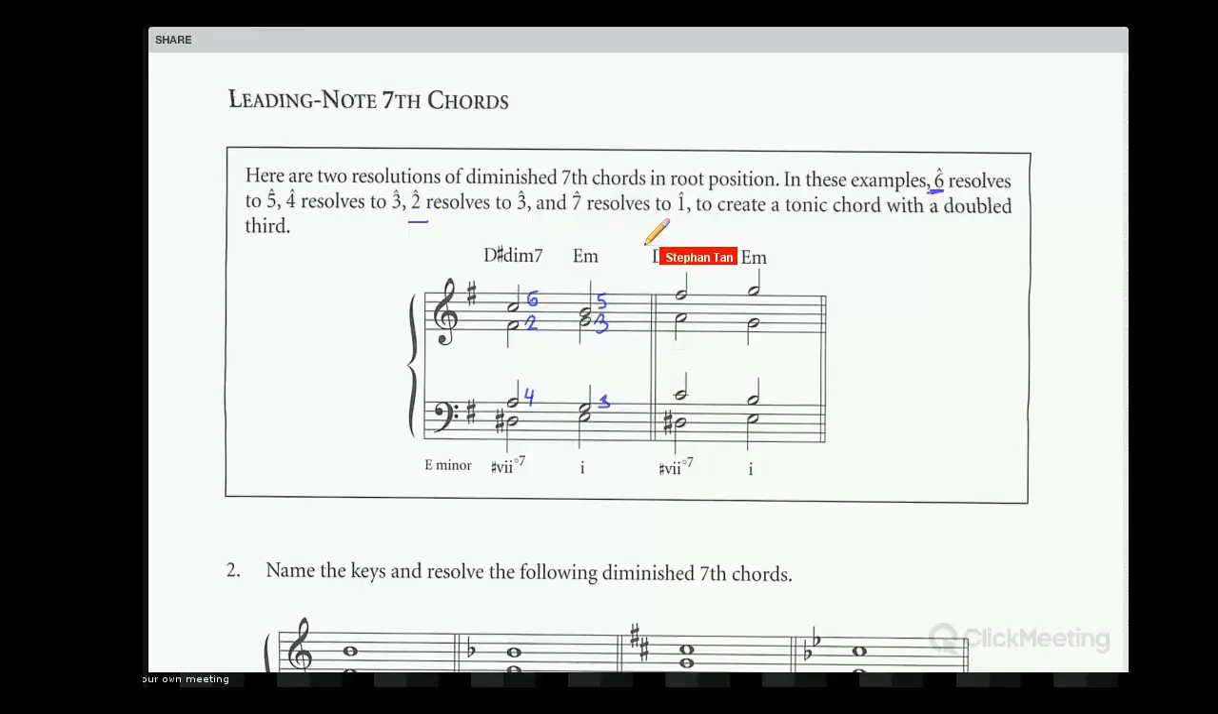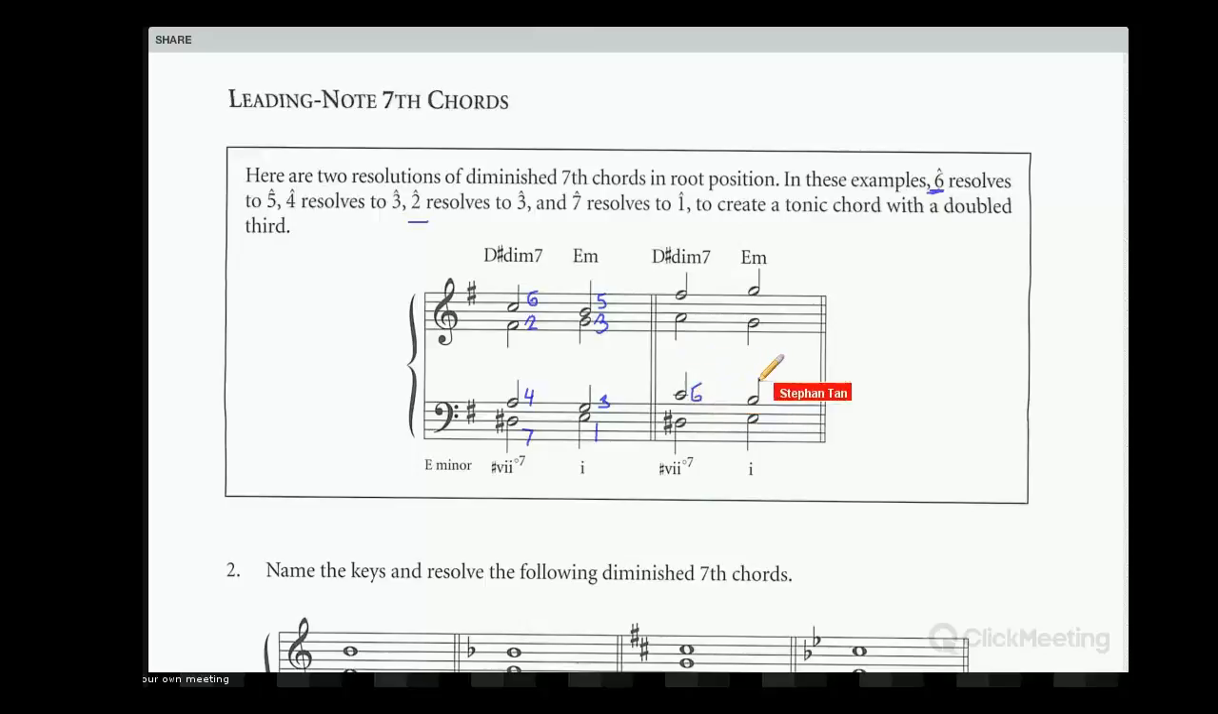2 resolves to 3, and 7 resolves to 1. 7, of course, being here. What you end up with is a tonic chord with 2/3. Right? And this is a situation in which it's okay to double the third of a root position tonic chord. So it's important to be able to identify the various notes, the various scale degrees, because they have to follow this pattern. All right.